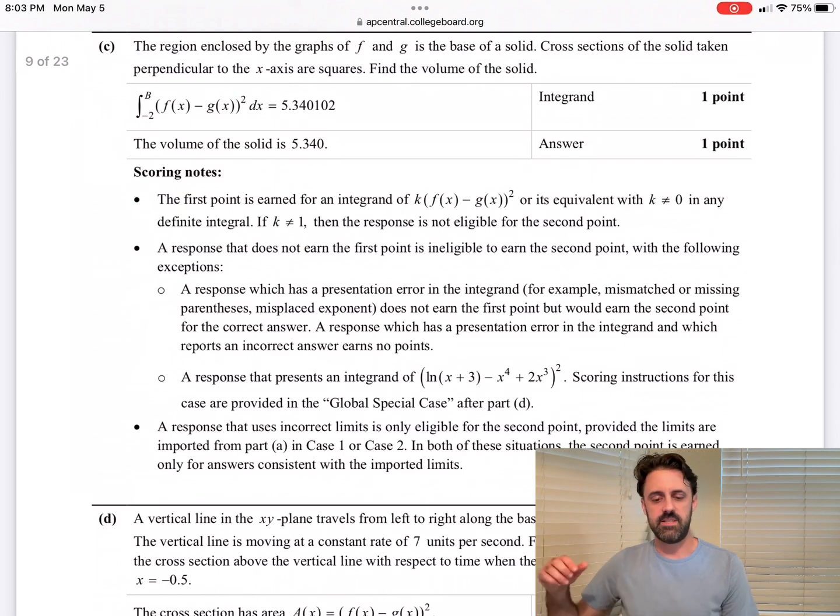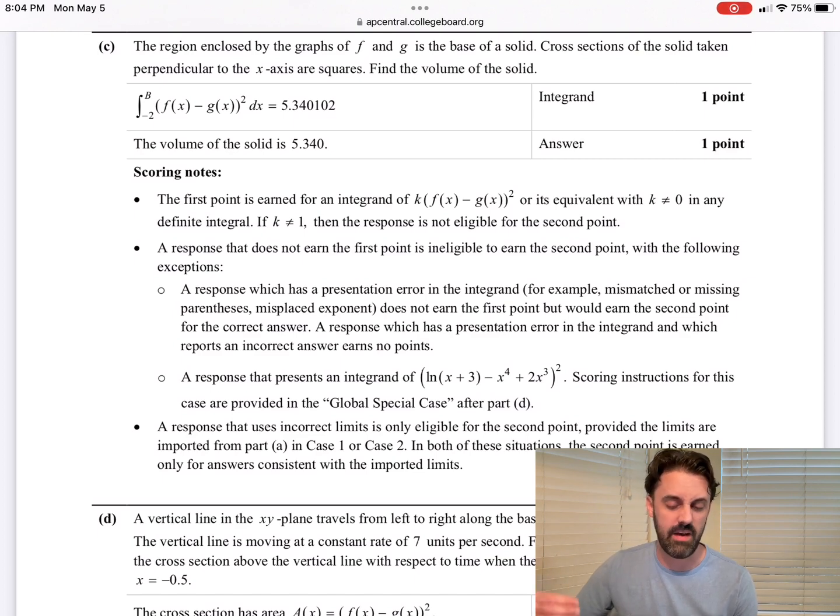All right, part C, it says the region enclosed is the base of a solid. The cross sections of the solid taken perpendicular to the x-axis are squares. And so we know the area of a square is side squared. And so we want in our parentheses both functions together: f of x minus g of x all in parentheses, and then it's squared. All right, so again, a point for writing the integral correctly.